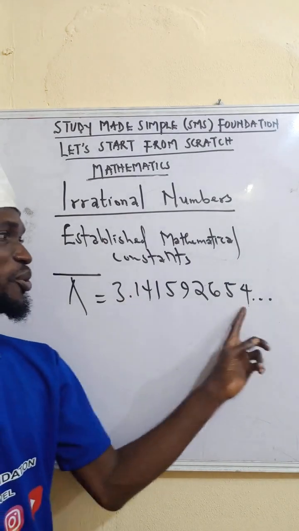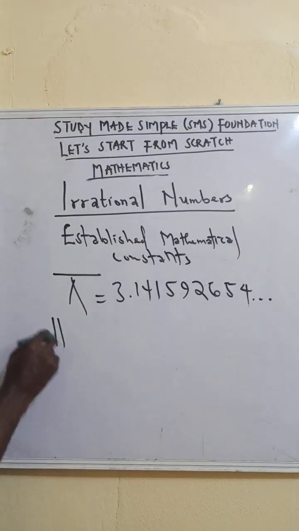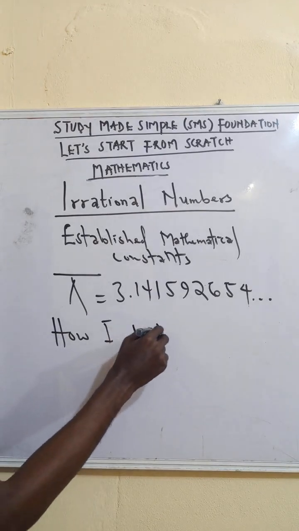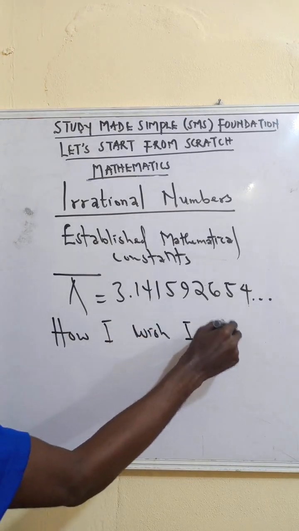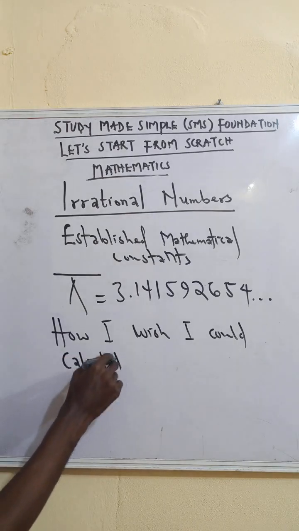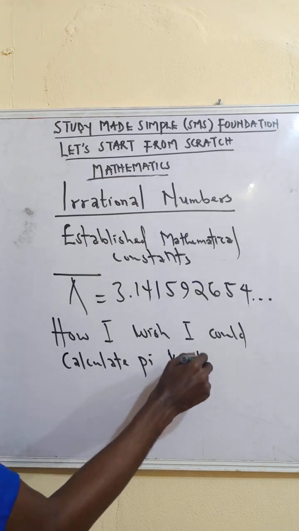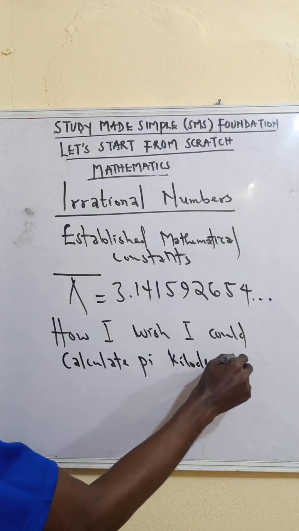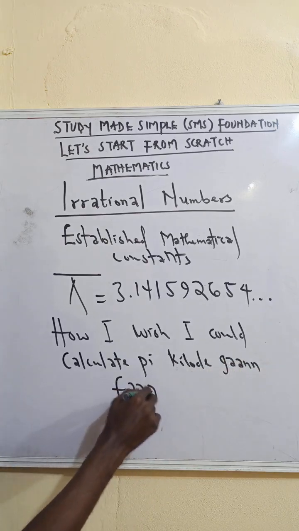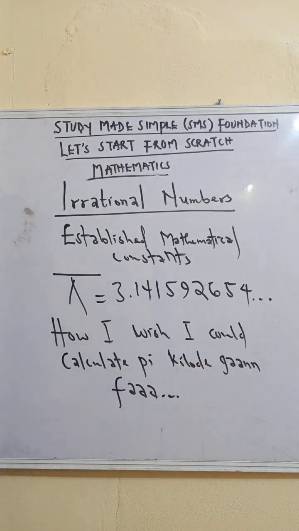You'll be wondering, how did I get this? There is a trick for it. How I wish I could calculate pi. At least this will give you up to about 8 decimal places.